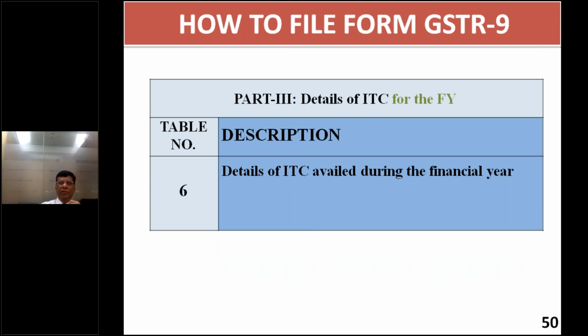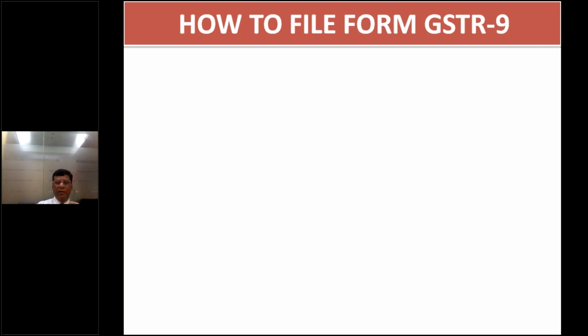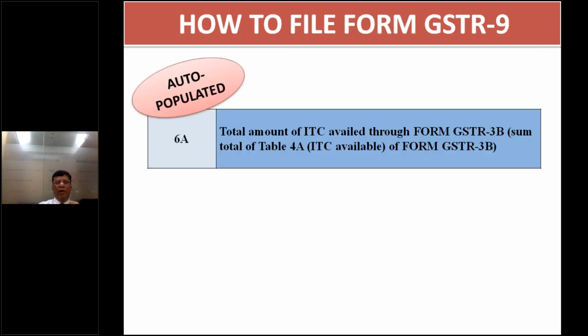Now, Part 3 contains three tables, 6, 7, and 8. Let us see what 6 is. Details of ITC availed during the financial year. Total amount of ITC availed through Form GSTR-3B: sum total of table 4A, ITC available of Form GSTR-3B. This means this particular table 6A would be auto-populated and will not be editable.